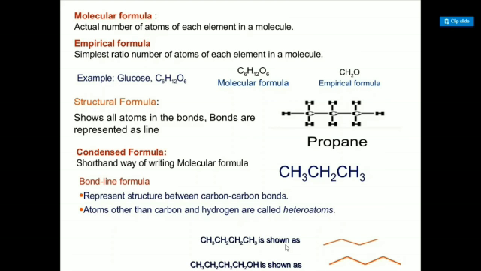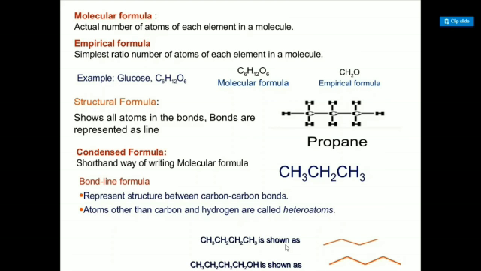Next is structural formula. It shows all atoms in the bonds. Bonds are represented as line. We can see the structure of propane, in which 3 carbons are attached with 8 hydrogen with the single bond of each. Condensed formula: shorthand way of writing molecular formula, like CH3, CH2, CH3. This is called condensed formula.